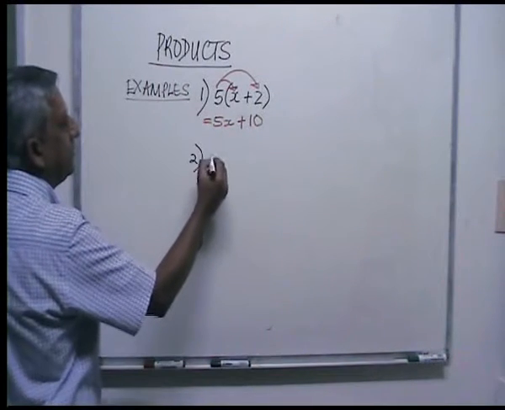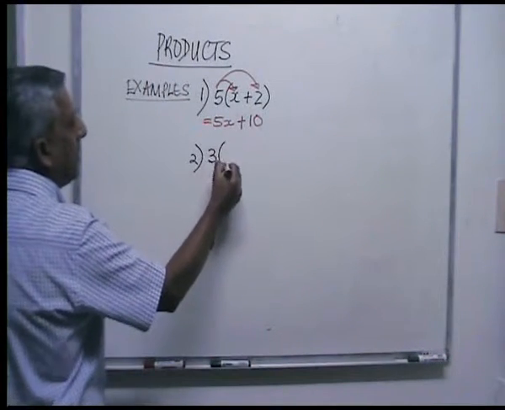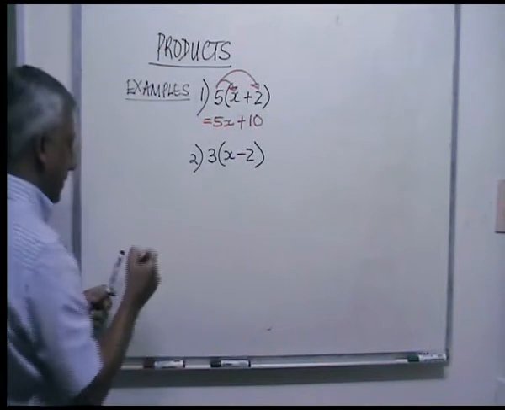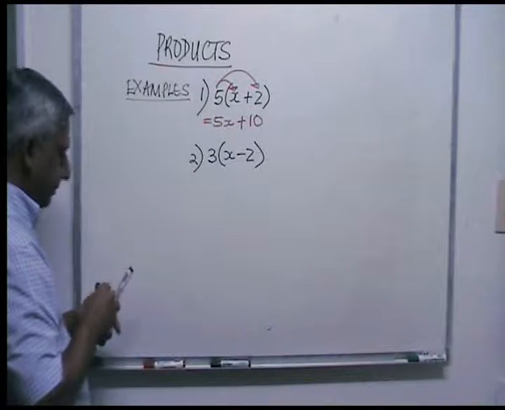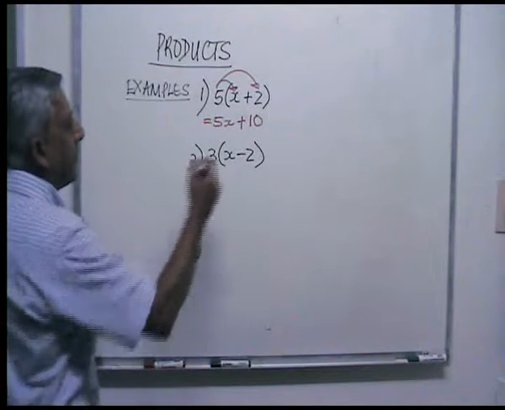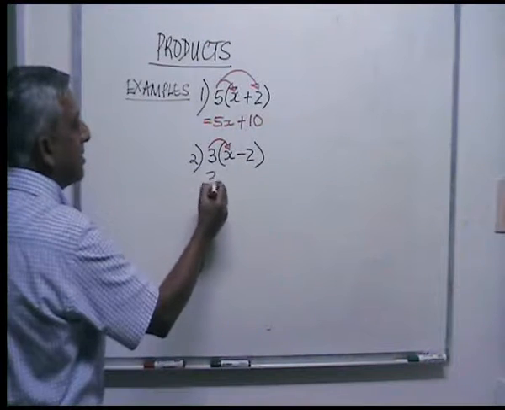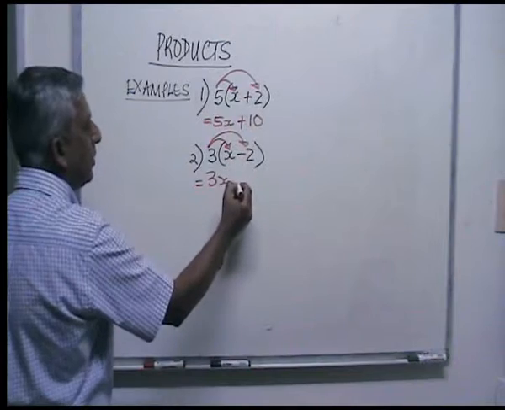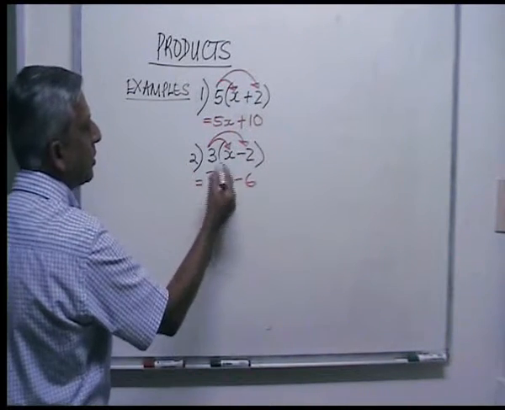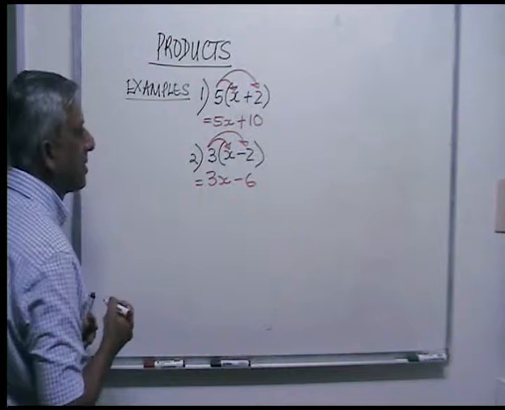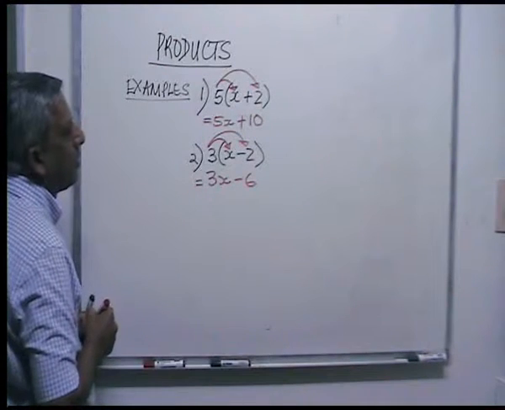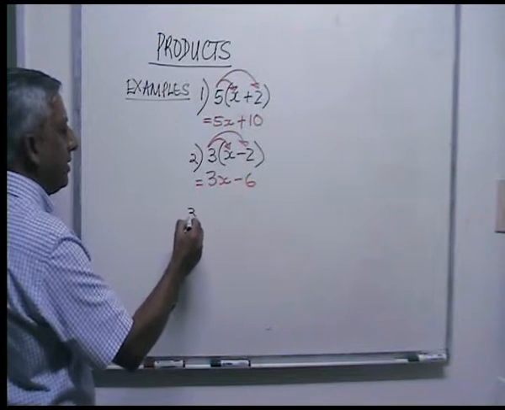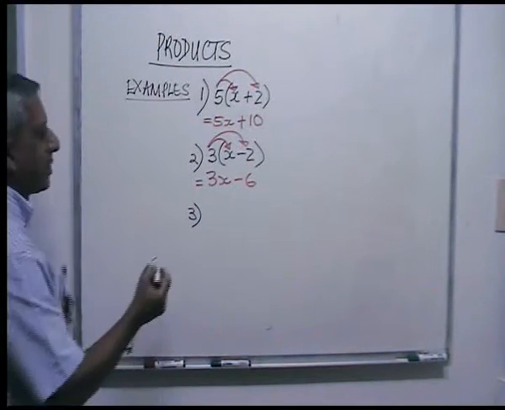Right, let's do another example. Number 2. 3 into x minus 2. Right, so you will say 3 times x is 3x. 3 times minus 2 is minus 6. You see, you've got to know your integer rules. It's minus 6. So that's your product, 3x minus 6. Right, let's move on to number 3. Let's look at example 3.